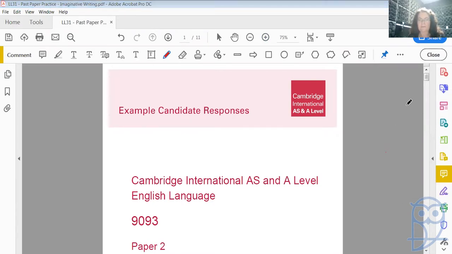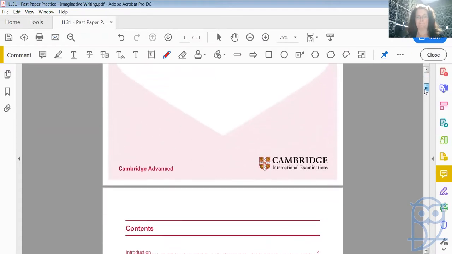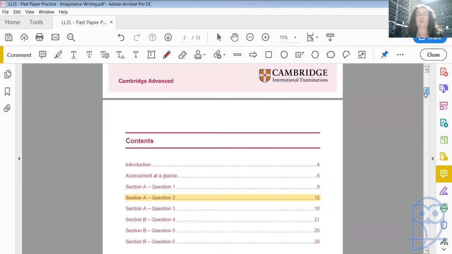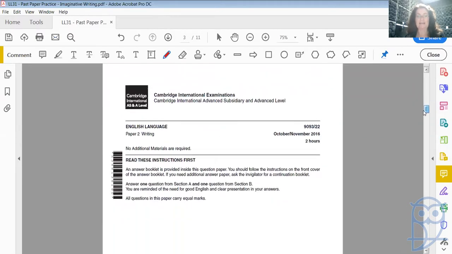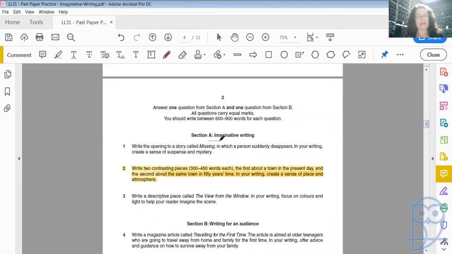All right, so let's have a look at today's response or candidate example. This is for a paper two question. And we've been looking at paper one in the past two live lessons, and now we're going to look at paper two. In particular, we're going to look at question two under section A. Now, section A is imaginative writing. And remember, you will answer a question on section A, and you'll answer a question on section B. You have to choose one of the three options.